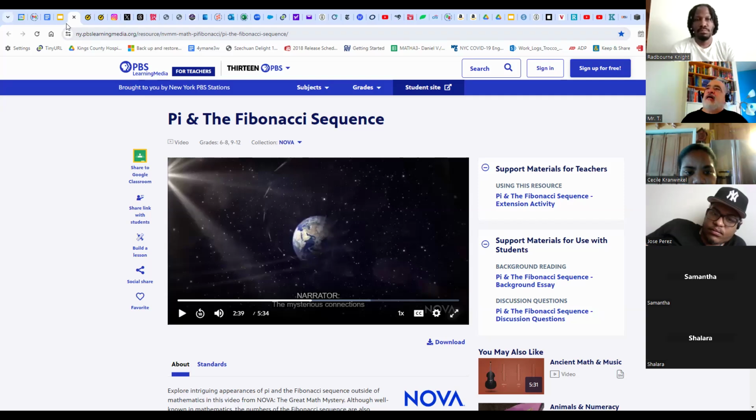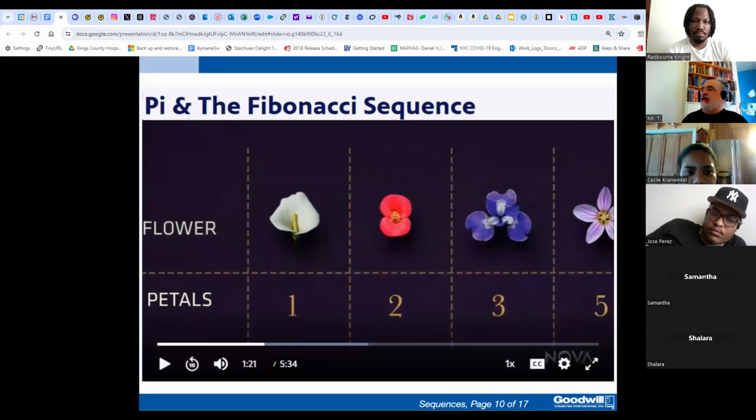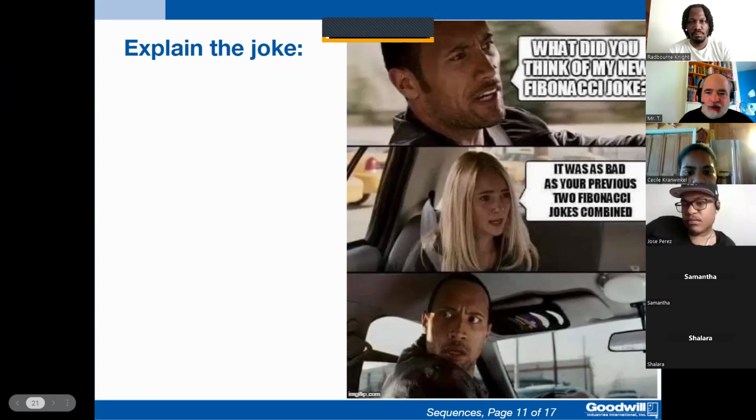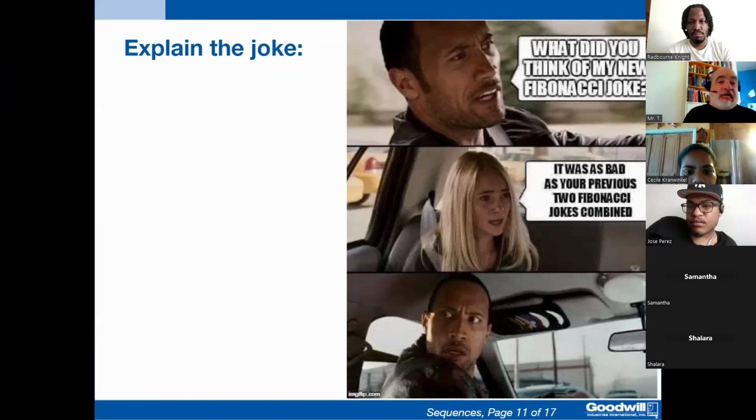I'll include the video in the email I sent if you want to watch the rest of it. But again, I included that because I think it's kind of cool that these sequences occur in nature all around us. So, next time, if you're looking at daisies or black-eyed Susan or any kind of flower like that, you can actually count the petals and see. You'll probably find the Fibonacci.